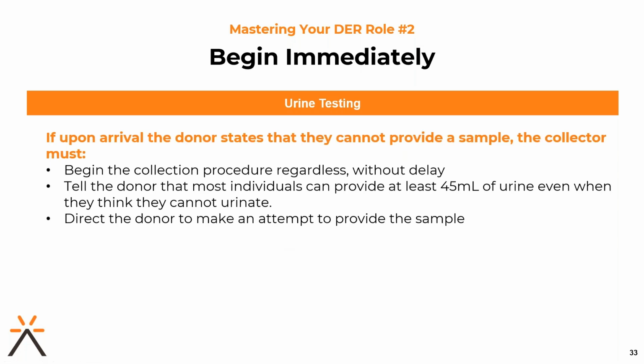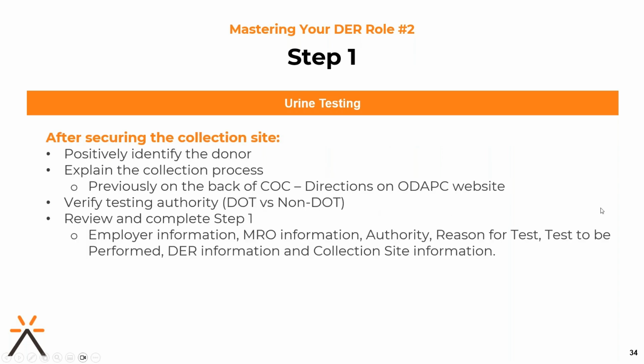Again, begin the collection without delay. If they're like, I can't go, tell the donor, hey, most people can provide 45 milliliters, even if they think they can't, and direct the donor to make that attempt. They have to make that attempt. It's important to take that first attempt because that's when your clock starts for your shy bladder. So if you wait an hour to get that first attempt, guess what? You've just increased the time on your collection.